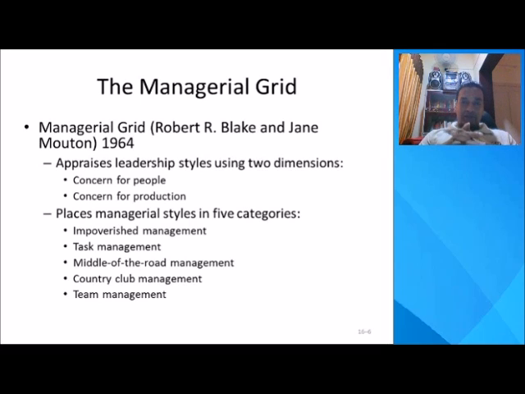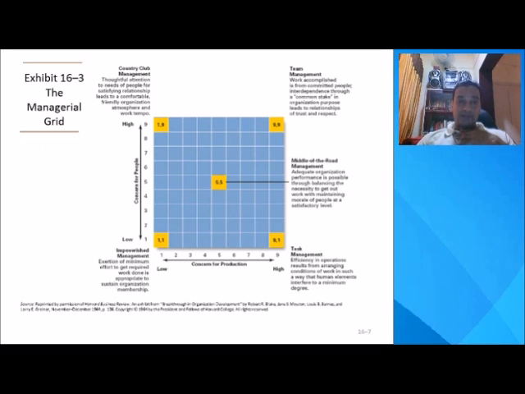Another important concept to understand in the behavioral approaches to leadership is the managerial grid, proposed by Robert Blake and Jane Mouton in 1964. Again, the study takes two dimensions: concern for people and concern for production. Using these two dimensions, the researchers have placed the leaders or managerial styles into five categories, which will be explained in the grid.